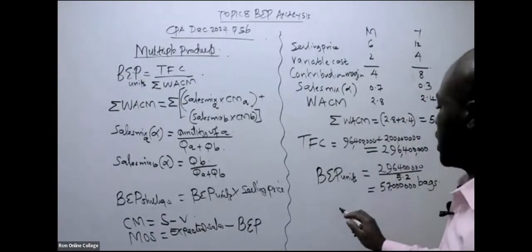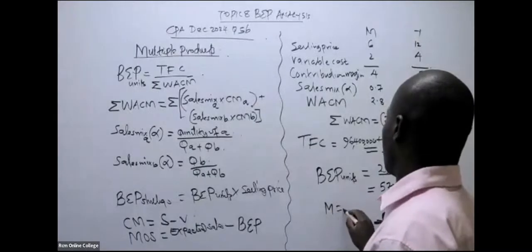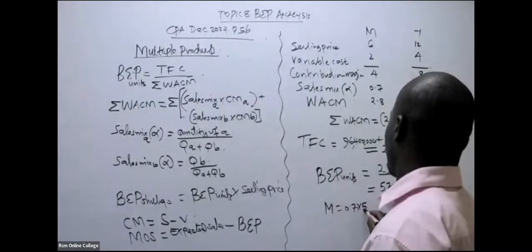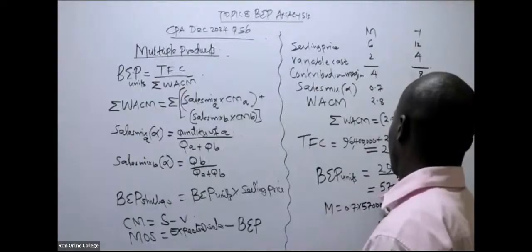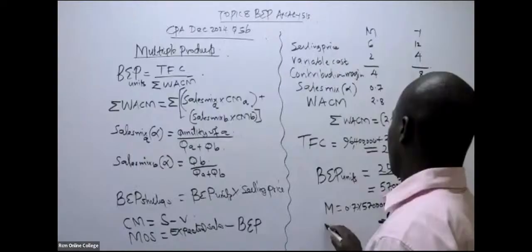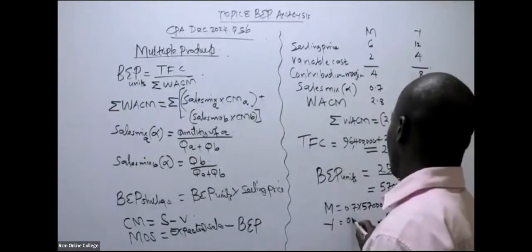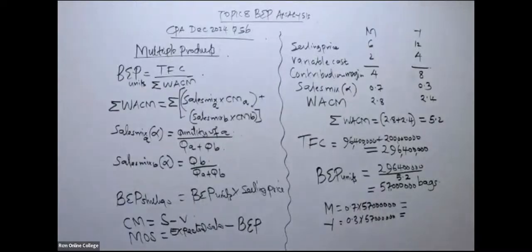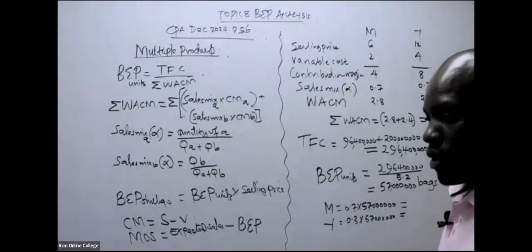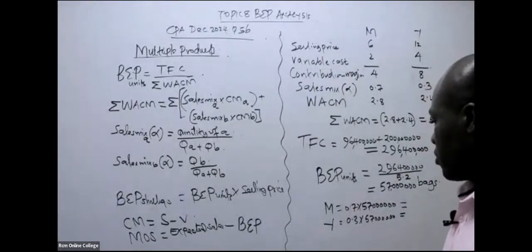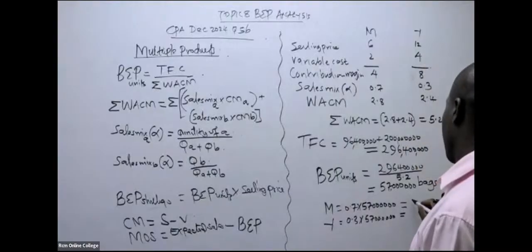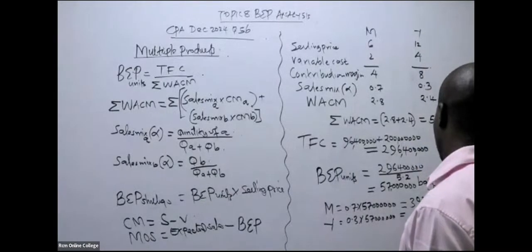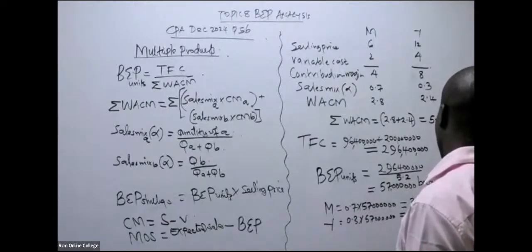So can we take for product M, it will be 0.7 multiplied by 57 million. Then product Y, it will be 0.3 times 57 million. So what are we getting? For product M, how many bags do we have for product M? 39,900,000 bags.